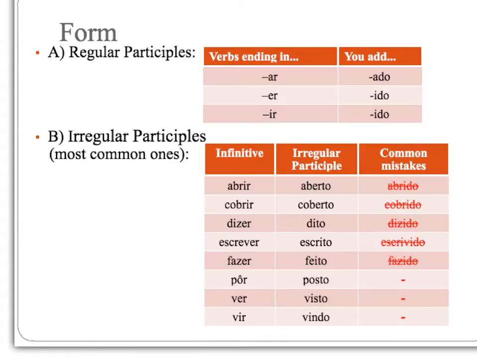Now, there are some verbs, as usual in Portuguese, that are irregular. They have irregular participles, okay? And I wrote here a list of the common verbs that have irregular participles, okay? So, for example, the verb abrir, which means to open, okay? The irregular participle is aberto rather than abrido, okay?